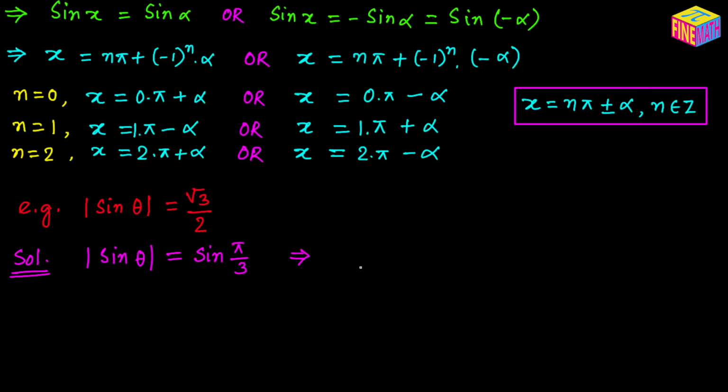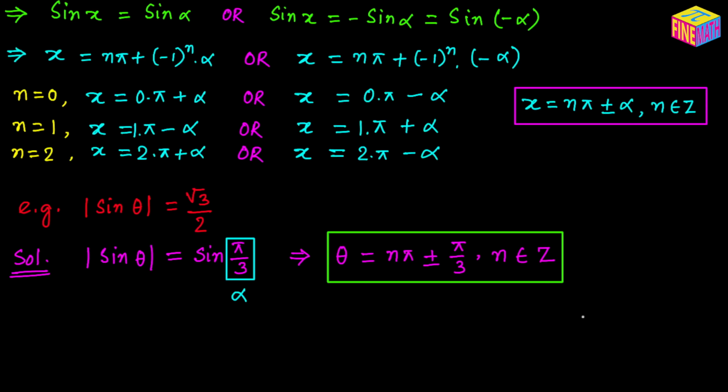Now once we are able to convert the original equation into a form like this, finding the value of theta is pretty easy. I'm just going to use the same formula that we have just derived. So here we can say that theta will be equal to n times pi plus or minus alpha, but in this case what is alpha? Well, alpha is actually pi over 3. We can consider that as the alpha angle, right? That's the given angle in this equation. So here in the solution I am going to write n times pi plus or minus pi over 3, and also we must make a note that n is an integer, and that is the general solution for the given equation, which is absolute value of sine of theta is equal to square root of 3 over 2.